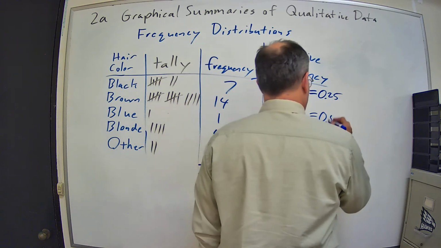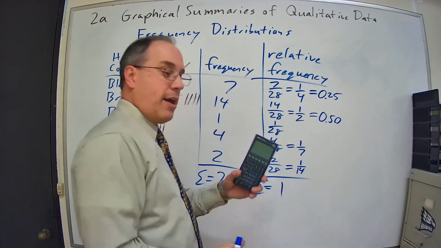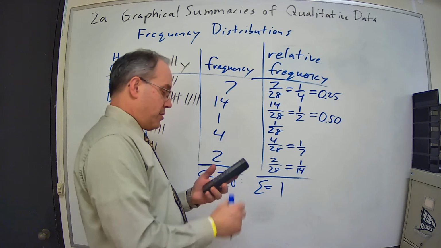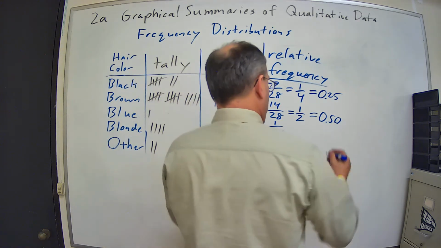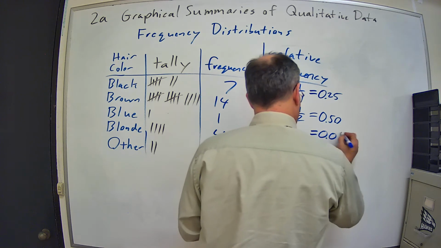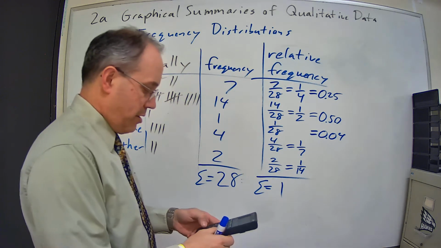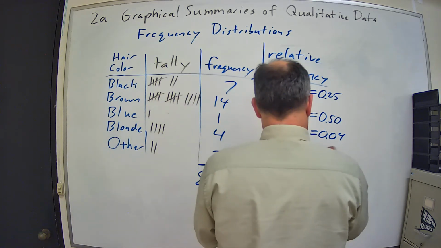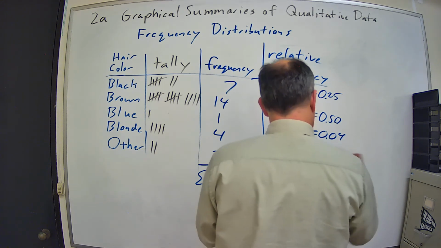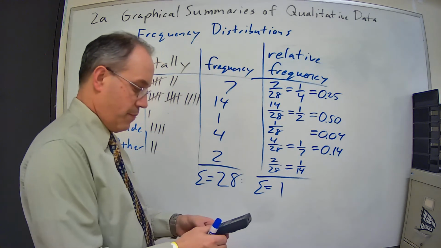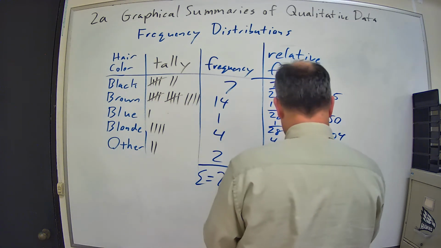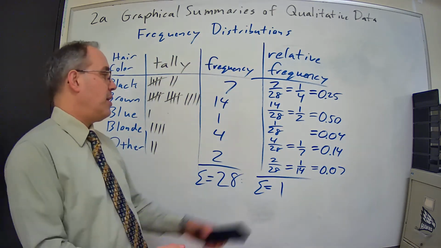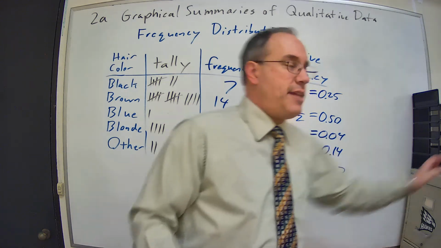1/2 is 0.50, and now I'm going to grab my calculator and cheat, and we got 1/28 is 0.04, 1/7 gives me a 6-digit repeating decimal. Well, we'll call it approximately 0.14, and then 1/14, 0.07. So I have my relative frequencies as decimals.